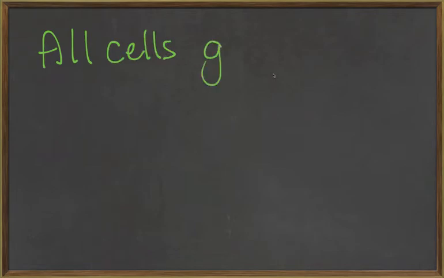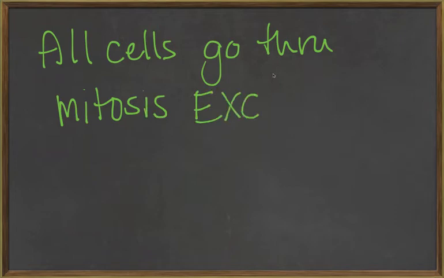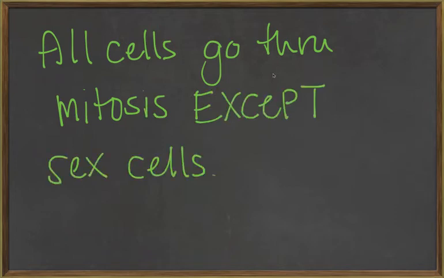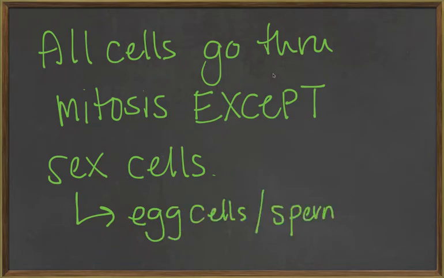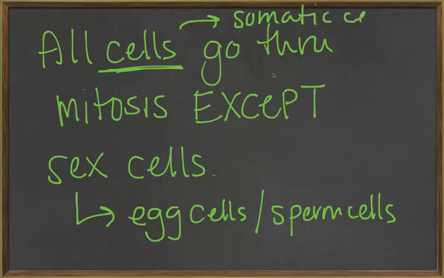One little clarification that I want to put in with this. All cells go through mitosis except sex cells. Sex cells, if you haven't kind of already figured this out, are going to be a female's egg cells or a male's sperm cells. Those go through a separate process that we will talk about in our next unit. All the other cells that make up the human body are given the term somatic cells.